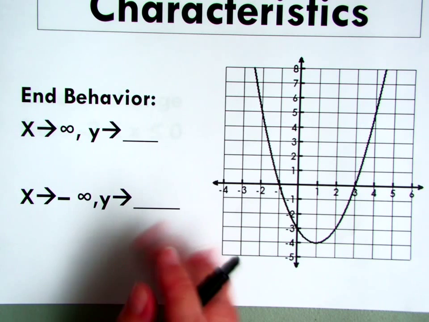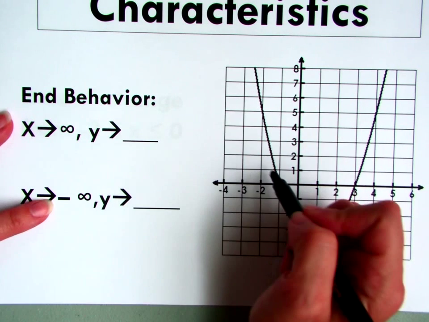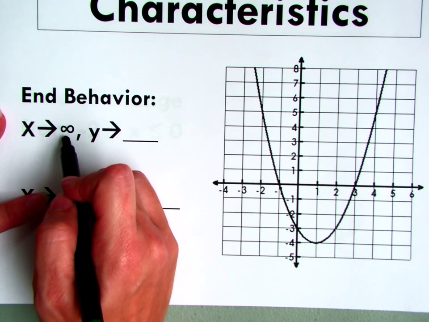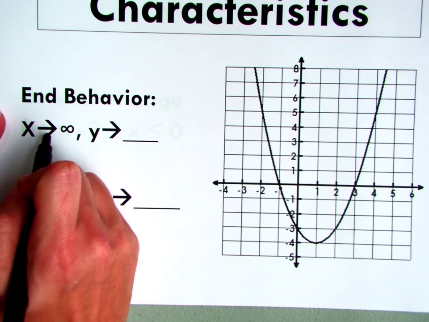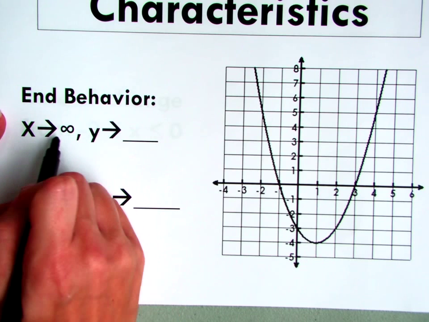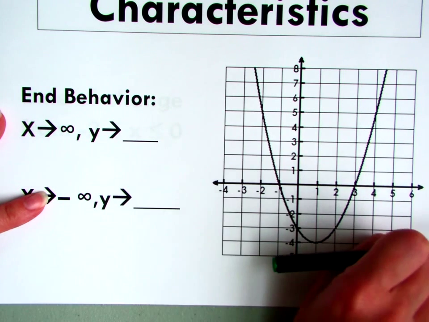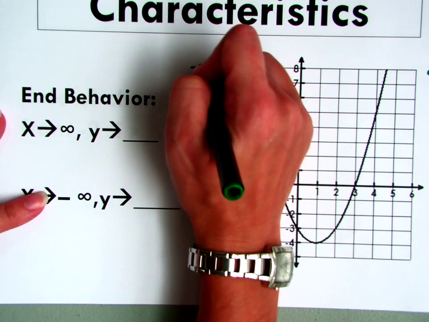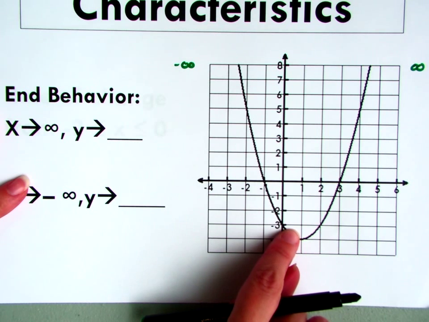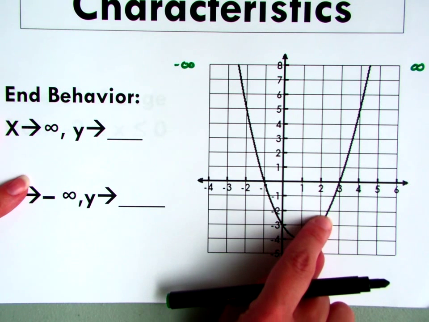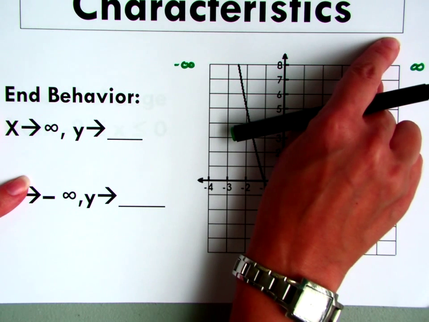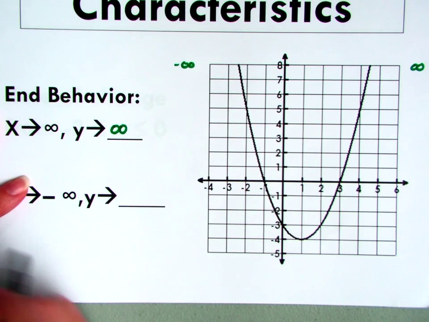And behavior talks about the arms of the graph, the left arm and the right arm of the graph. So think of it this way. As x approaches infinity, the y approaches, and we want to figure out what it does. So where is infinity as x goes to the right? Infinity here would be to the right, negative infinity would be to the left. So as x approaches infinity, you're going to start to move your finger towards the right. As x goes to the right, what happens to the y? Well, the y is going up forever, which would be towards positive infinity.